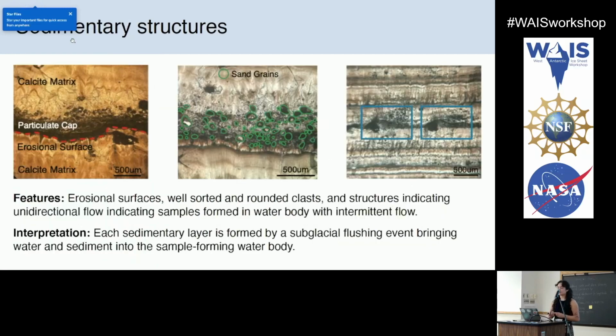So to gain a clearer picture about the environment that these samples formed in, we studied these in thin section. Here you can see some nice photomicrographs of these samples where there are erosional surfaces, well-rounded and well-sorted clasts, and structures indicating unidirectional flow. So this indicates that these samples formed in a water body with intermittent flow. And therefore, we can interpret that each sedimentary layer is formed by a subglacial flushing event that brings water and sediment into the sample-forming water body. So this gives us a nice record of subglacial hydrology changes.